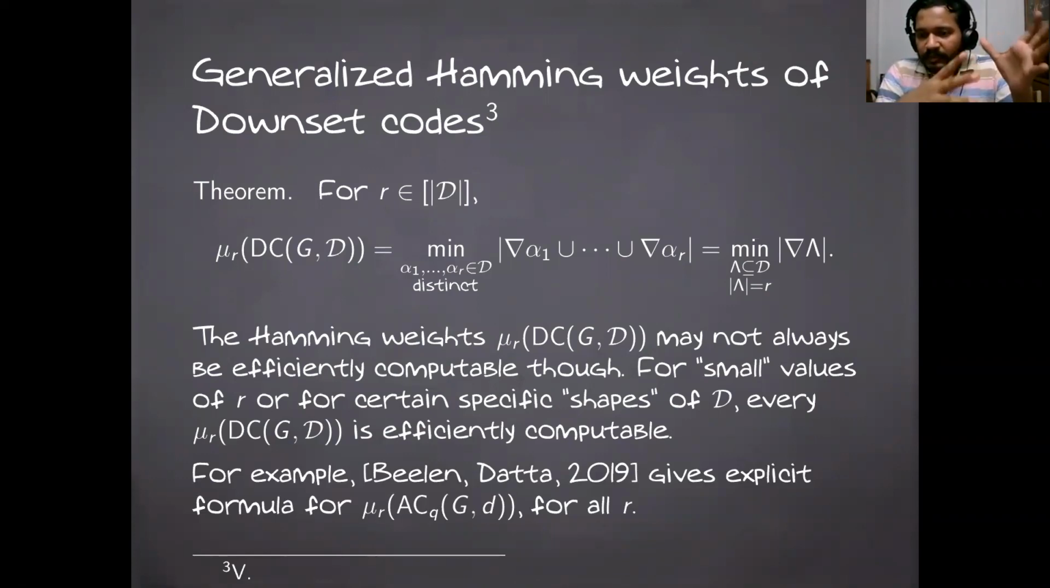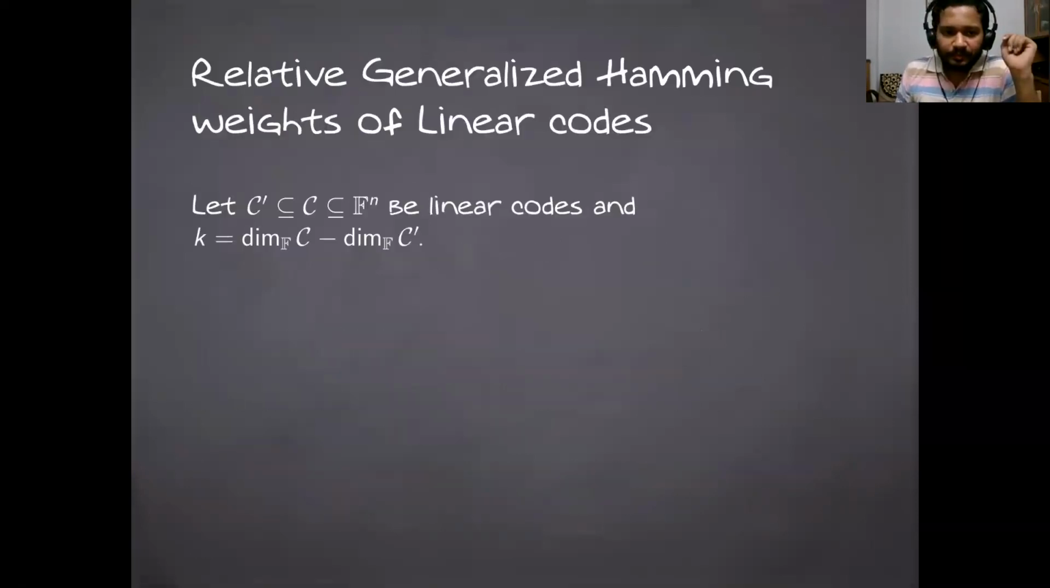So computing the size of the shade is very easy, and the minimum is essentially attained by R points on this simplex arranged in a specific way with respect to some monomial order or something. So they just give a formula, so you can efficiently compute all of those weights. In general, for downset codes, it may not be computable because for an arbitrary downset, you might be forced to do a brute force search across the set of all collections of size R inside this downset. So then we might have a problem.